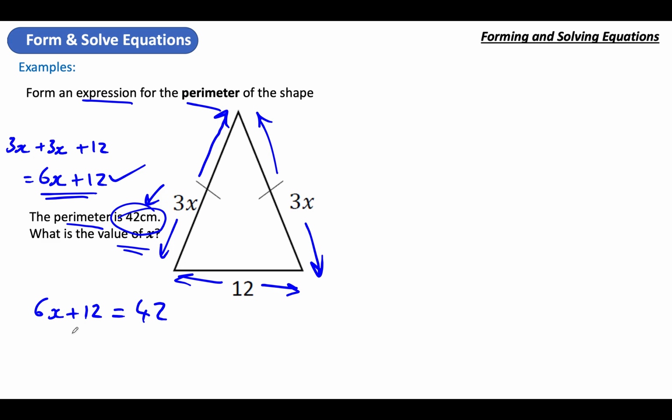Then solve it. Well, this is just like the easy one right at the start. You know, deal with the 6 last. That's touching the x, so deal with it last. So we'll take away 12 from both sides. 42 take away 12 is 30. And then that's 6x. So I'm going to divide it by the 6, which isn't going to be a particularly nice number. I'm going to leave it as a fraction, I think, which is 30 over 6.